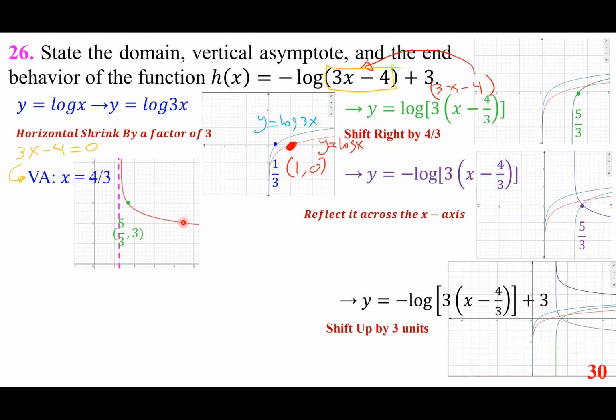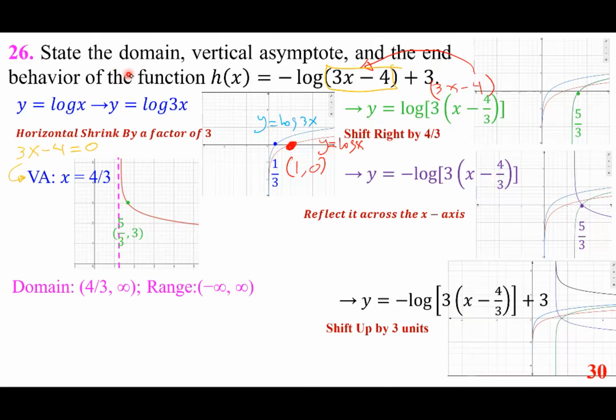As x goes to infinity, as x goes this way to infinity, it seems to be going down to negative infinity. As x becomes closer and closer to the vertical asymptote of 4/3, it goes to positive infinity. Therefore, we write domain from 4/3 to infinity. Range doesn't change, minus infinity to positive infinity. And behavior: as x gets closer and closer to 4/3, it blows up to infinity. As x goes towards infinity, this is going down to negative infinity.